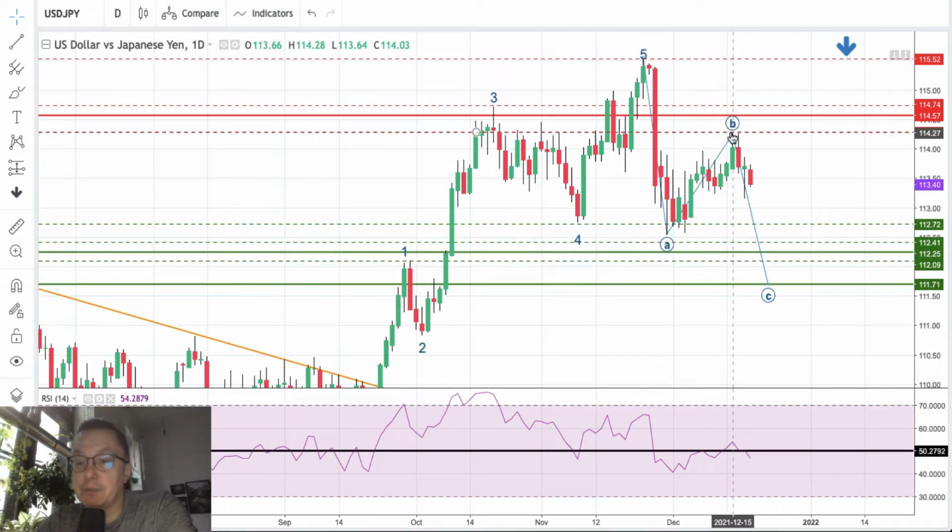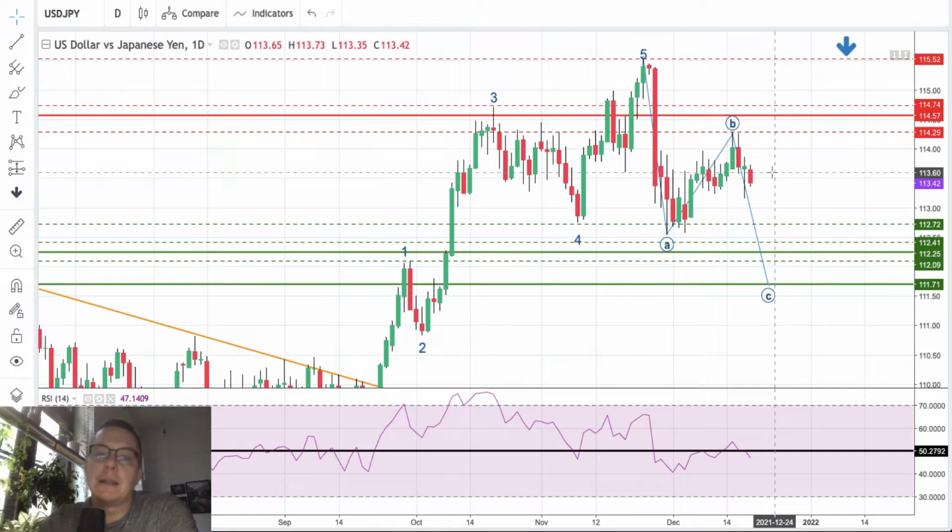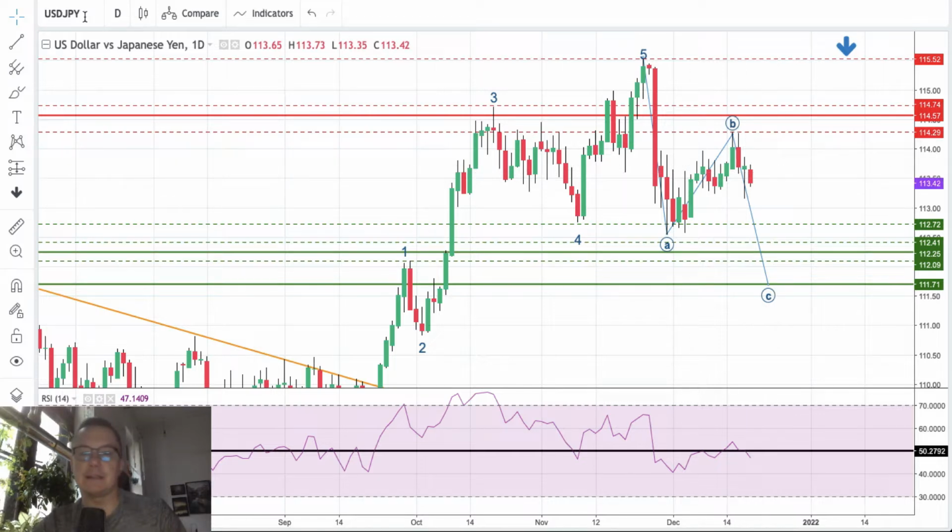Despite the fact that the top for the wave B is done, we are still hovering around the level of 50 on the RSI, which is, of course, the neutral level. Right now we just broke below this level, but we can bounce easily, and that would mean the wave B would be eventually more complex in price and time than the average wave B. Let's take a look at the euro dollar.